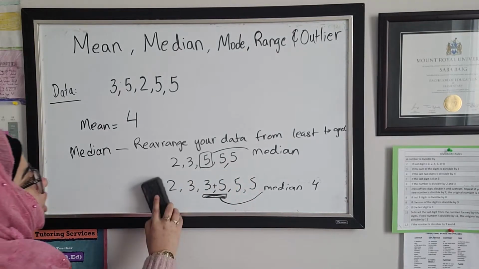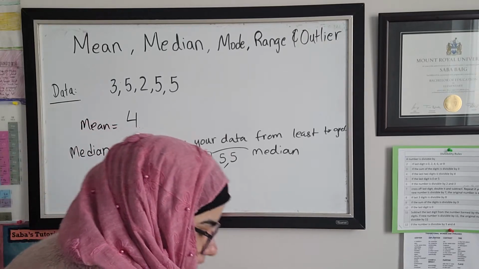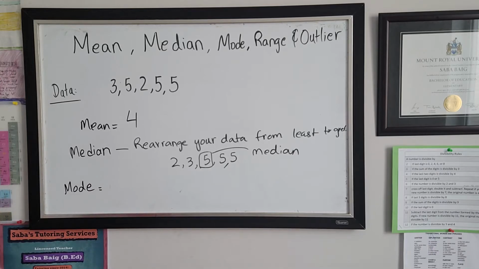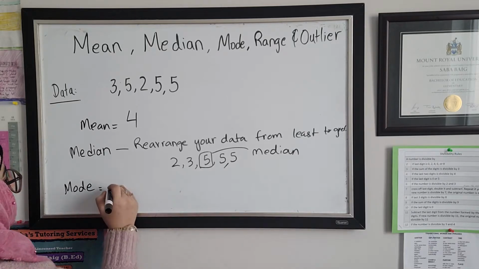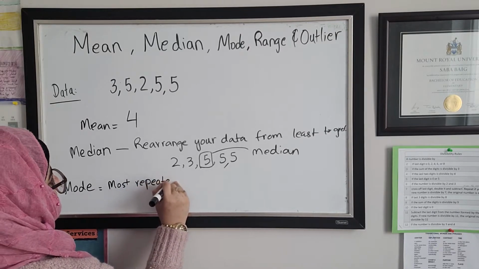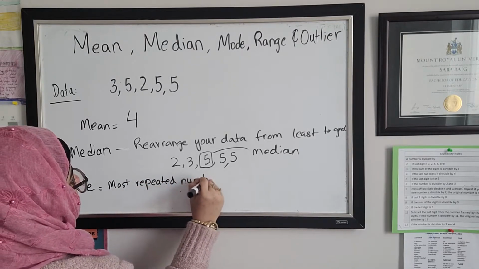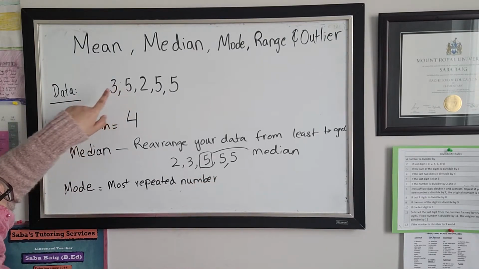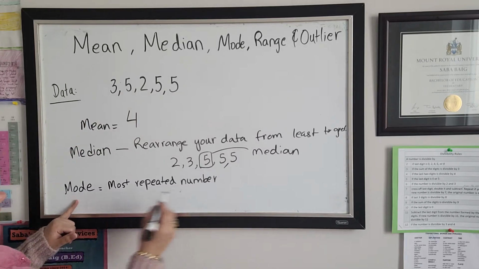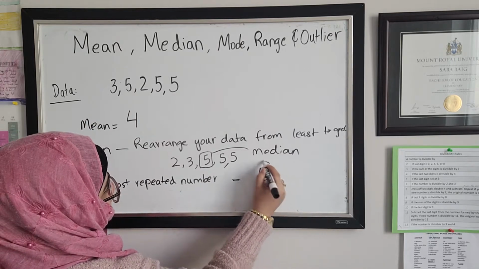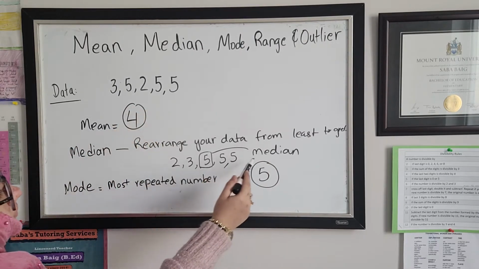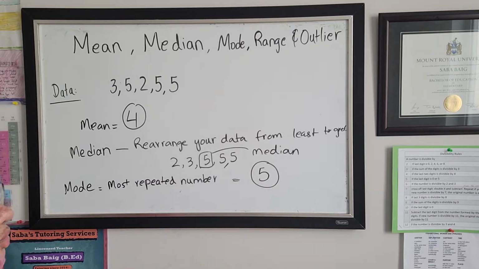Now, what is the mode? Mode is considered as the most repeated number in the set of data. Which number repeated the most? You can see 3 is once, and 5, 5, 5. So 5 is the one that's repeating. So most repeated number means our mode is 5 in this data. Simple. So we have mean as 4, and mode is 5.